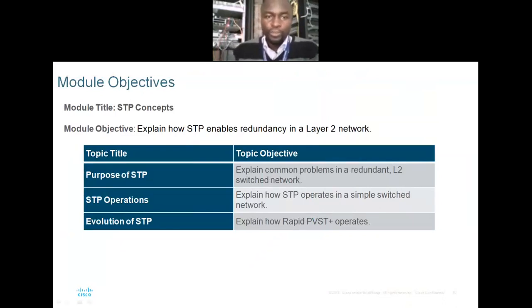All right. Now, in this topic, we are going to be looking at the purpose of spanning tree protocol. Why do we need spanning tree protocol? What is the purpose? We're going to explain the common problems in a redundant layer 2 switch network. We're also going to look at the spanning tree protocol operations and explain basically how STP operates in a simple switch network. We are also going to be looking at the evolution of spanning tree protocol and explain the concept of rapid Per-VLAN spanning tree protocol and how it operates.